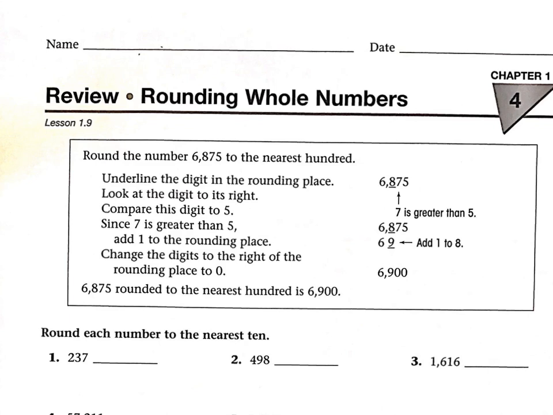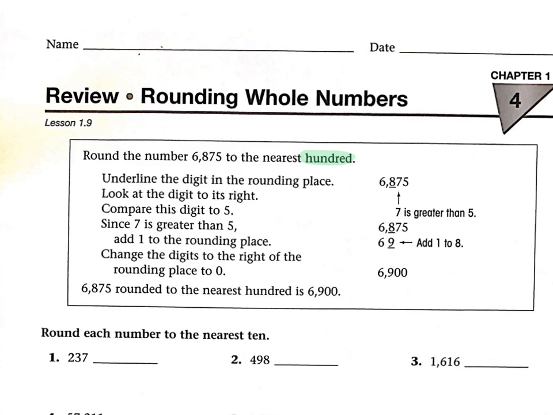So it says round the number 6,875 to the nearest hundred. Okay, so that is going to be really important, the nearest hundred. And if we remember our place values, we should know that the hundreds place is three numbers to the left of where your decimal point would be.